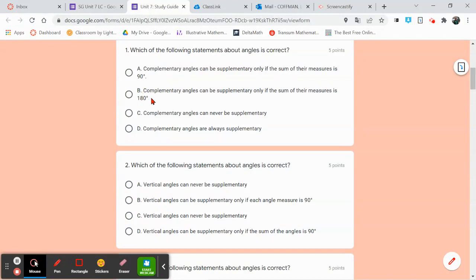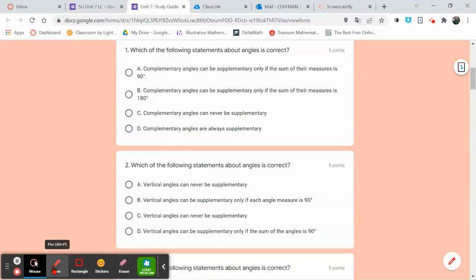Let's go to B. Complementary angles can be supplementary only if the sum of their measures is 180. No, because complementary can only go up to 90 degrees. So not correct. C. Complementary angles can never be supplementary. Oh, we found our answer.